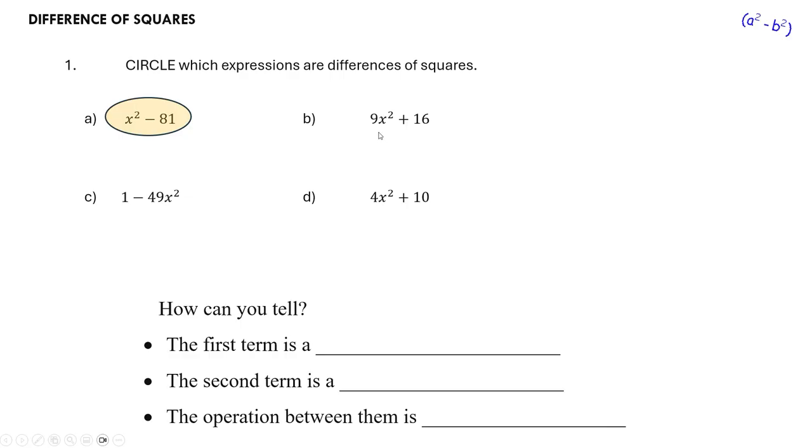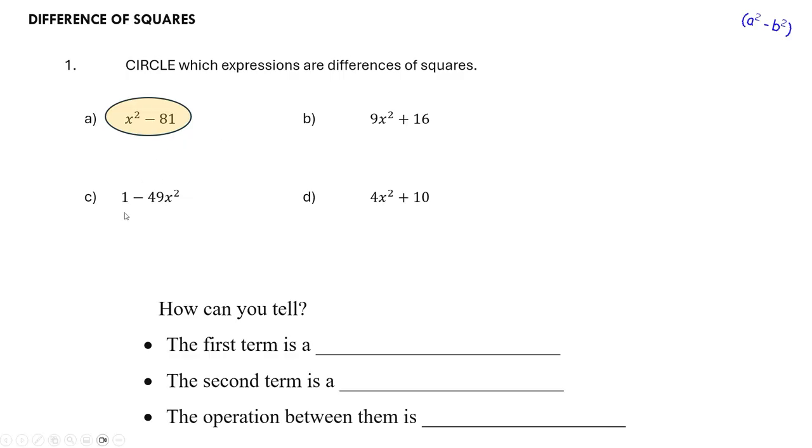Looking at B, we can take the square root of 9, which is 3. We can take the square root of x squared, which is x, so it's a perfect square. 16, we can take the square root of that and get a nice even number, so it's a perfect square. However, it's separated by a positive sign, so it does not get to be circled as a difference of squares.